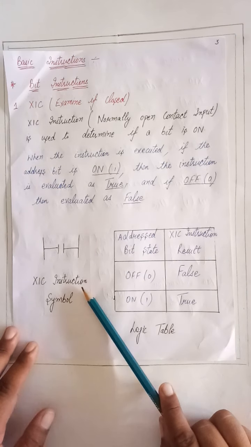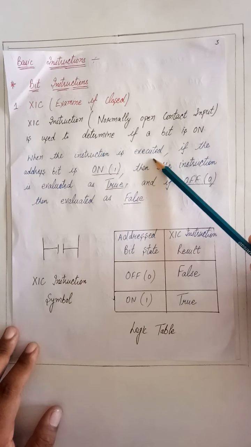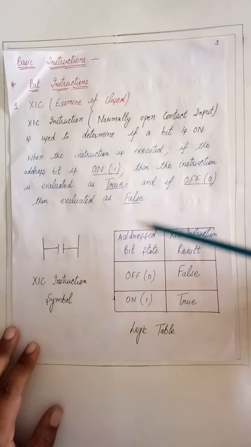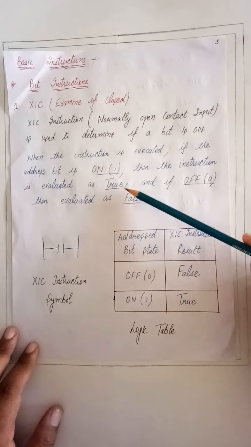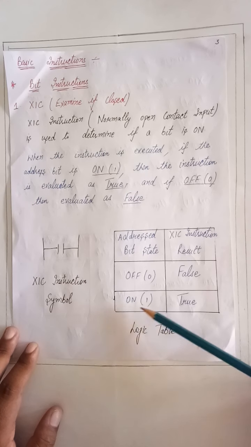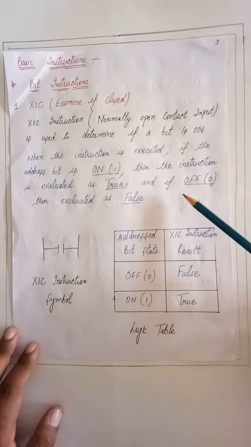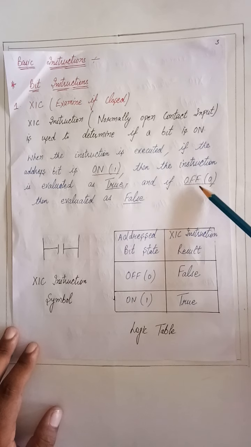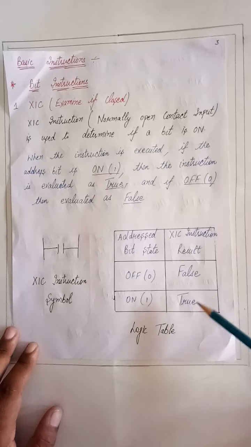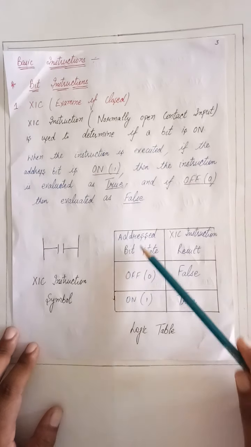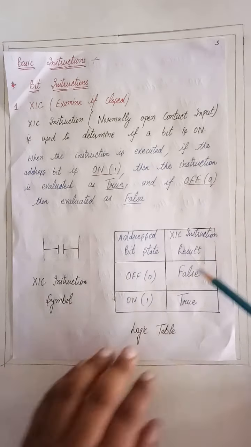This is the symbol of the instruction. When this instruction is executed, if the bit address is on, then the instruction is evaluated as true. And if the bit address is 0 or off, then it is evaluated as false.